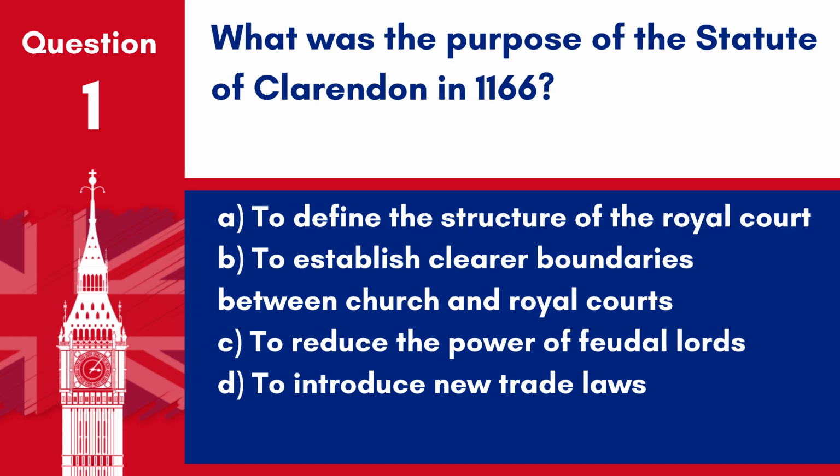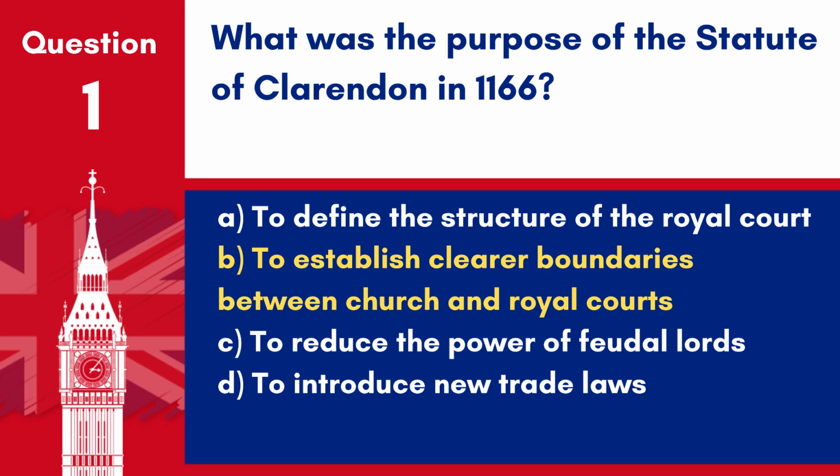Question 1. What was the purpose of the Statute of Clarendon in 1166? A. To define the structure of the royal court. B. To establish clearer boundaries between church and royal courts. C. To reduce the power of feudal lords. D. To introduce new trade laws.